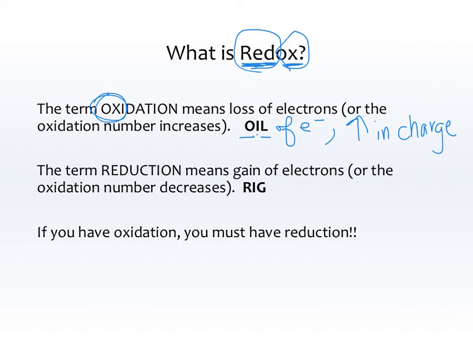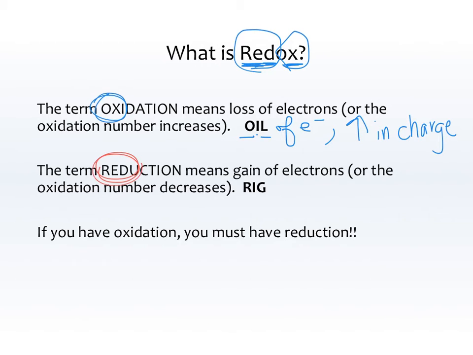Oxidation is loss of electrons, gain in charge. Say it with me out loud. Oxidation is loss of electrons, gain in charge. Did you say it? Okay, what about reduction?